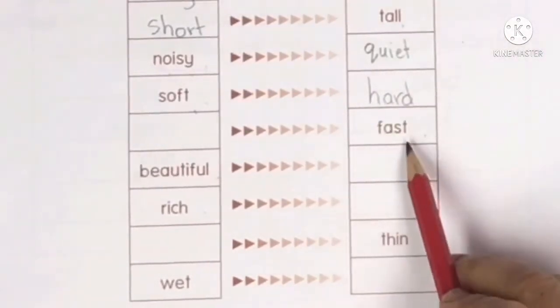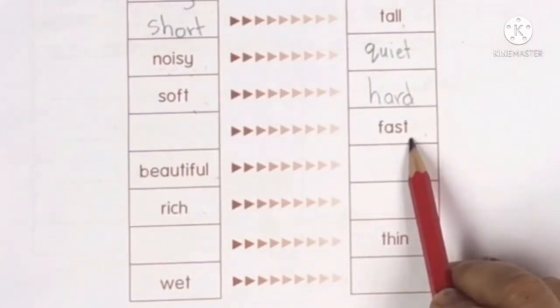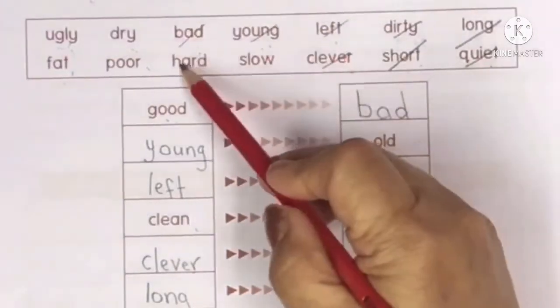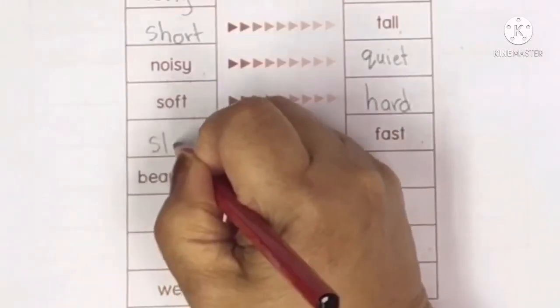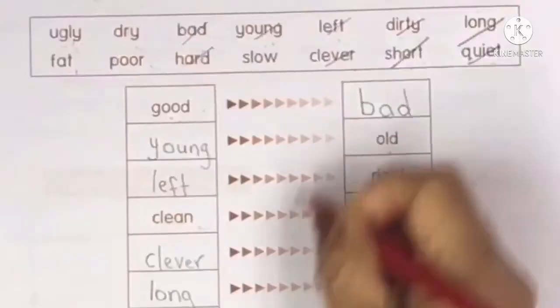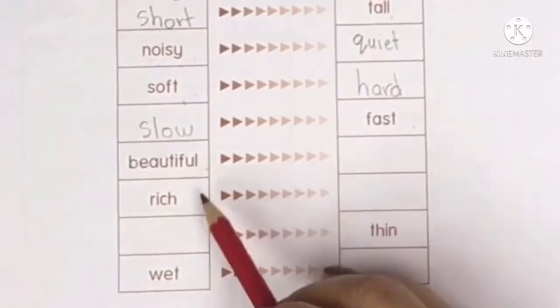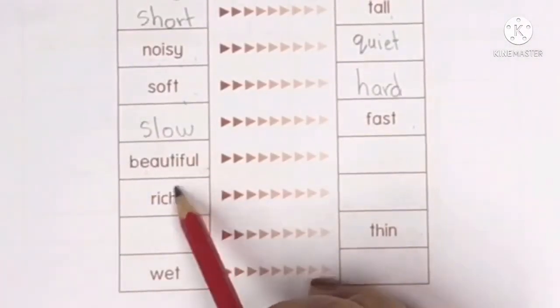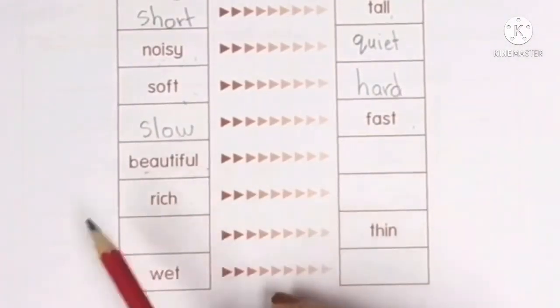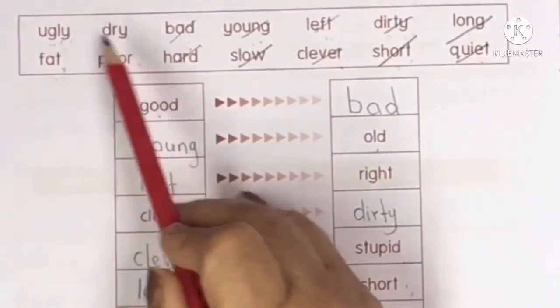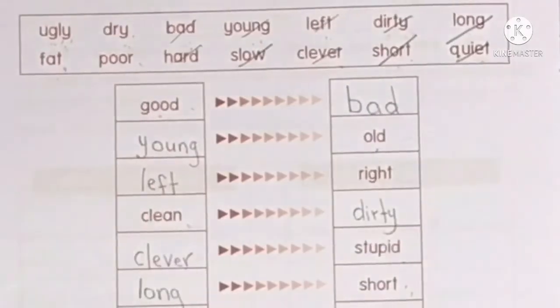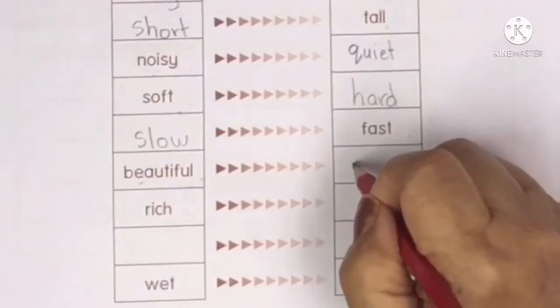The next one, fast. What is the opposite of fast? Slow. Yes, slow. Fast, slow. The next one is beautiful. If not beautiful, then is it fat, ugly, dry, or poor? Ugly. Yes, ugly.